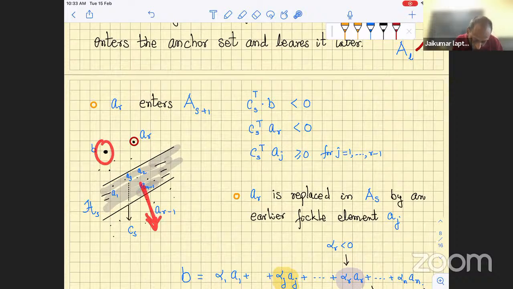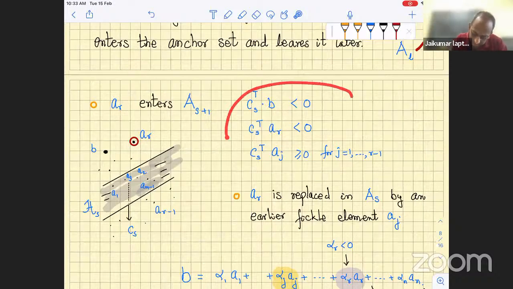It's on this side. There might be some others, but they might be after R. But before R, everybody is either on the hyperplane or on this side. Is this clear? When A_R entered the basis, these conditions used to hold. Is this clear?